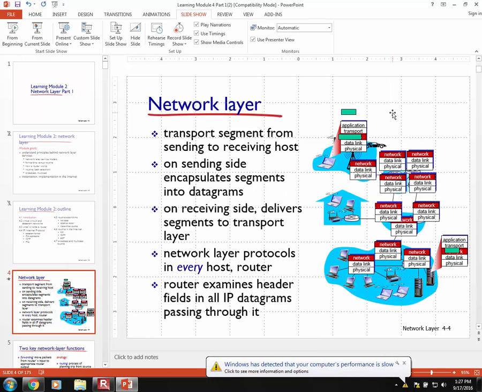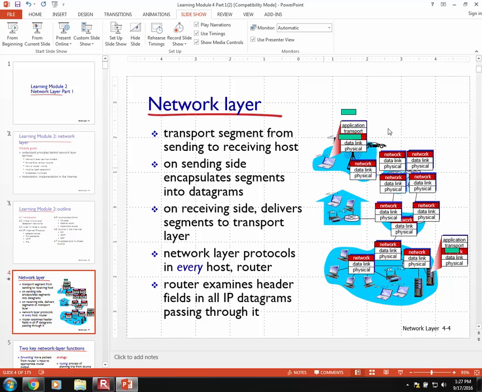So let's take a look at what a network layer does. Well, basically what it does is it transports segments from a sending to a receiving host. On the sending side, the network layer encapsulates segments into datagrams, and on the receiving side, it delivers segments to the transport layer.